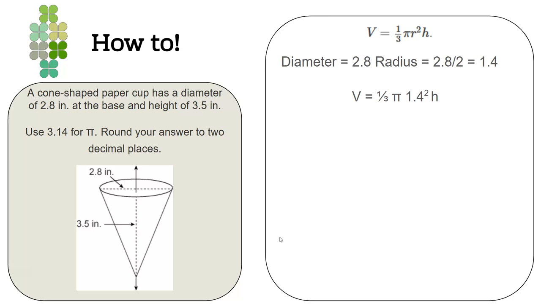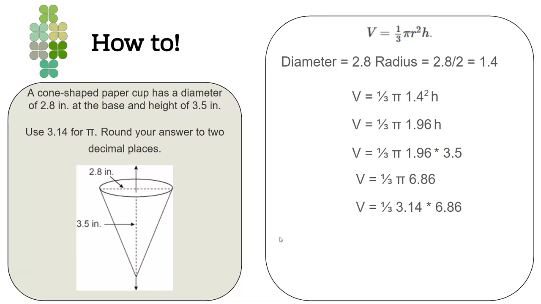So now we have volume equals 1/3 times pi times 1.4 squared times the height. 1.4 squared is 1.96. Now we can go ahead and plug in our height. Our current formula with all of the information plugged in is volume equals 1/3 pi times 1.96 times 3.5. So we'll multiply 1.96 times 3.5 and we get 6.86. Now we can go ahead and plug in 3.14 for pi.